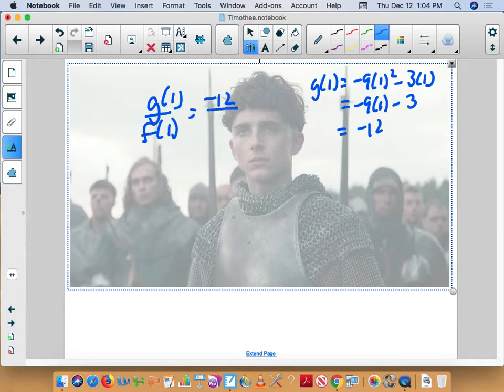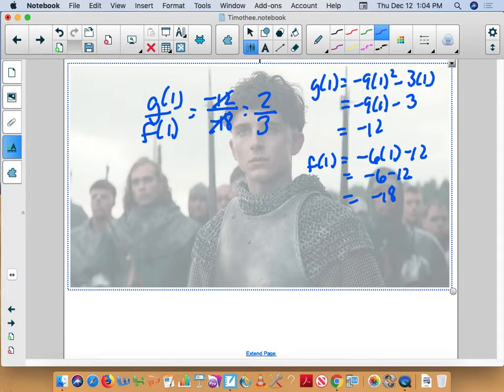What question is it? I'm on D, the second one. Okay. Now I'm finding f of 1. Here's f, and I fill in 1. That gives me negative 6 minus 12, which is negative 18. What's a negative over a negative? Positive. And 6 goes into 12 2 times. 6 goes into 18 3 times. I do expect you to reduce numbers.